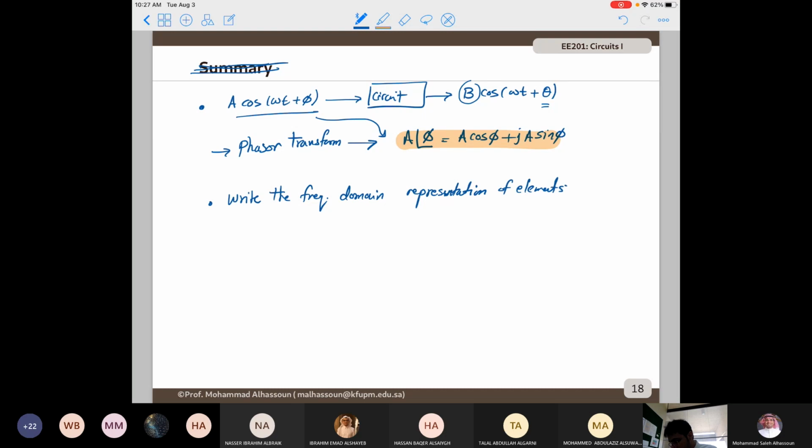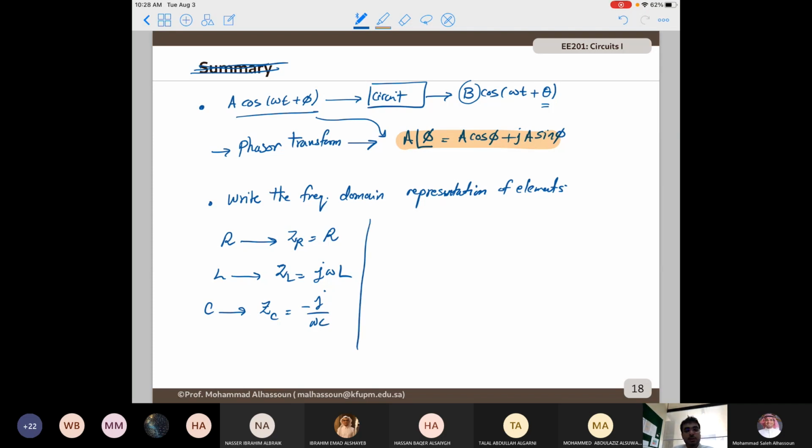If we have a resistor, then the impedance of the resistor is going to be the resistance itself. If we have an inductor, the impedance of the inductor is going to be j omega L. If we have a capacitor, the impedance of the capacitor is going to be, I'm sorry, negative j divided by omega C. That's what we did last time.